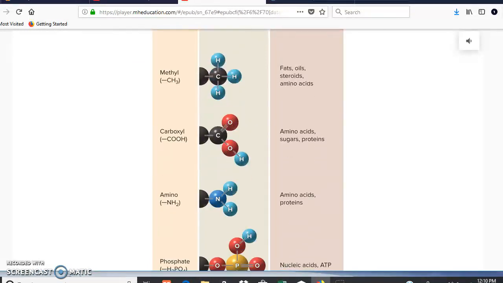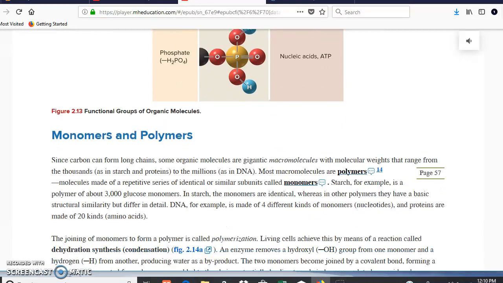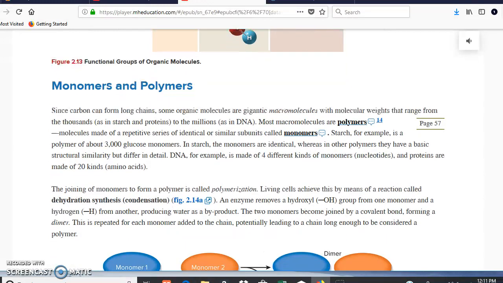So examples of organic compounds that we're going to have are carbohydrates, lipids, proteins, and nucleic acids. So let's take a look at this. When we have single units of these molecules, they are going to be called monomers. Multiple units are going to be called polymers. Now, how do we form these polymers?